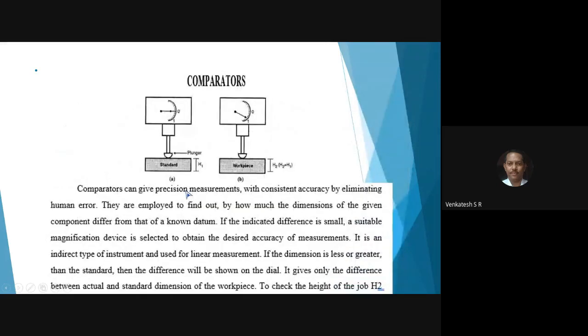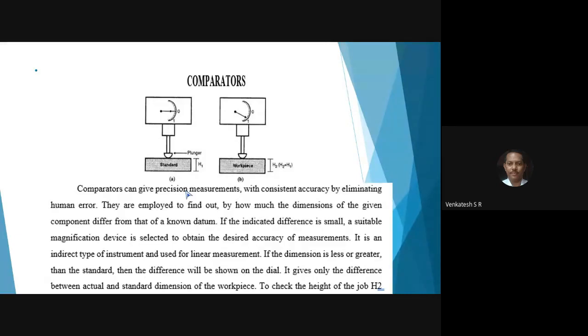Next, come to the second portion of module 2, comparators. A comparator is also a measuring instrument, but the name comparator says that it is only comparison. You fix the upper limit, lower limit, or Go dimension or No Go dimension in the comparator so that it can check the dimension and compare with the standard one.